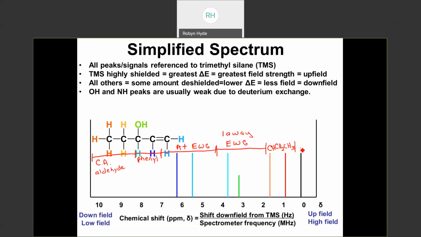So our TMS, our standard, always at 0. And then from 1 to 2, CH3, CH2, CH in order. 2 to about 4, 1 away from an electron withdrawing group. 4 to about 7, we are at an electron withdrawing group. And then 7 to 8 phenyl, and 8 and above carboxylic acid and aldehyde.